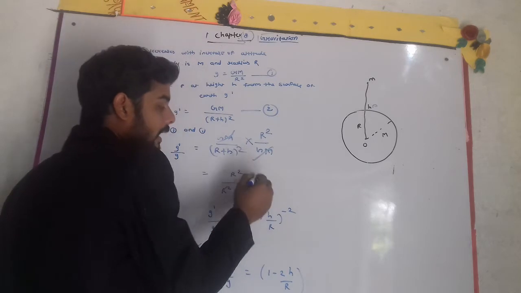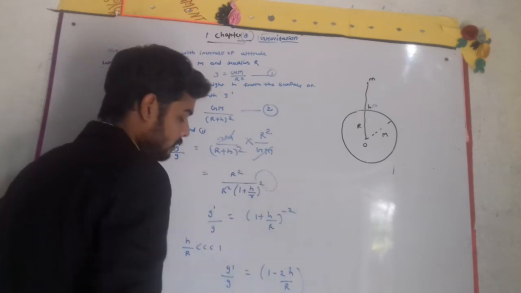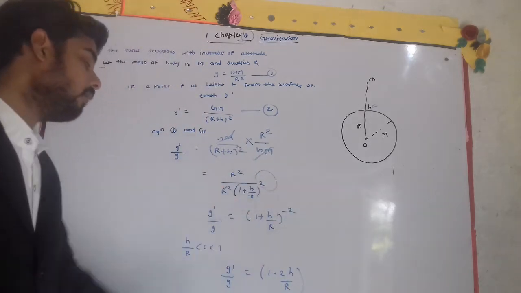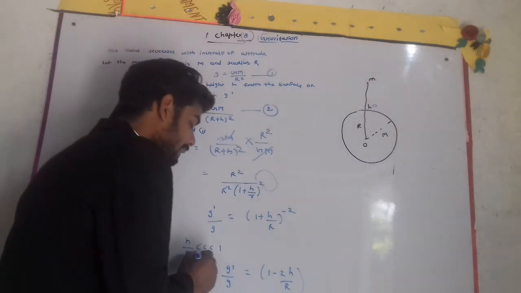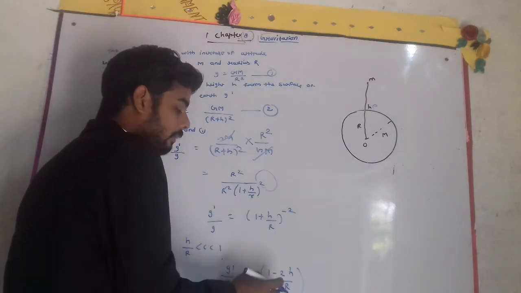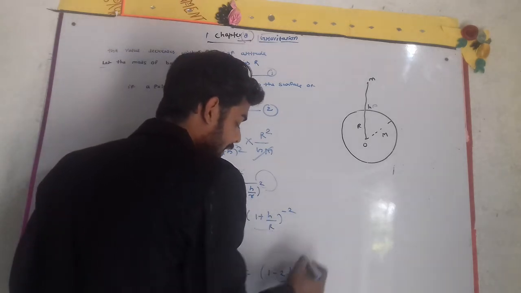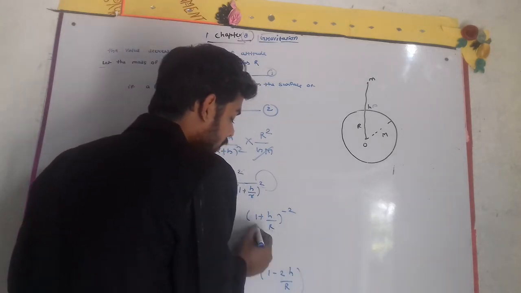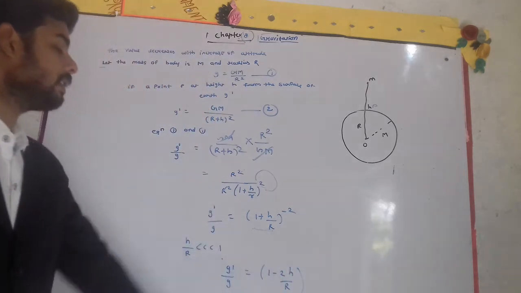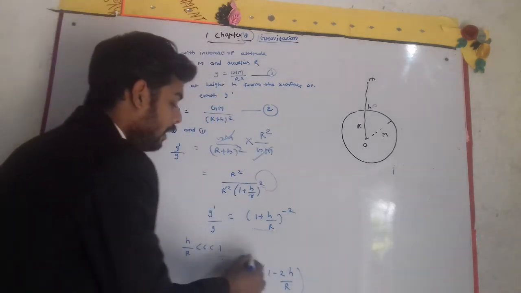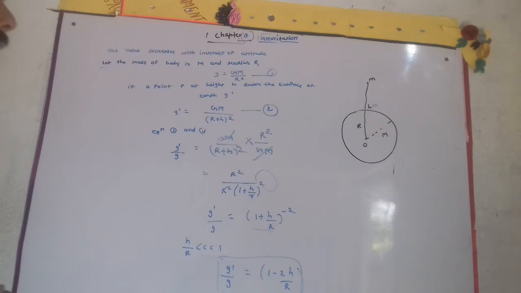This goes to the upper side, so the power will be inversely minus 2. If H upon R is much less than 1, then in place of that we can neglect the higher terms. Then what will we get? 1 minus 2H upon R. This will be our value for decreasing the value of g with increasing altitude.